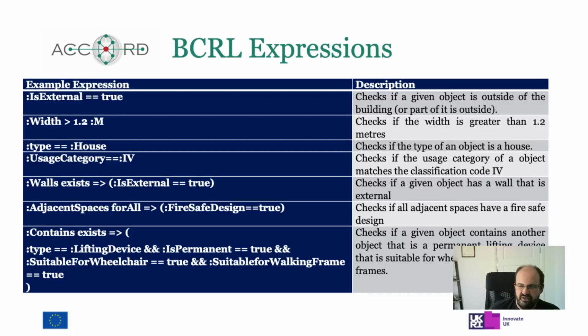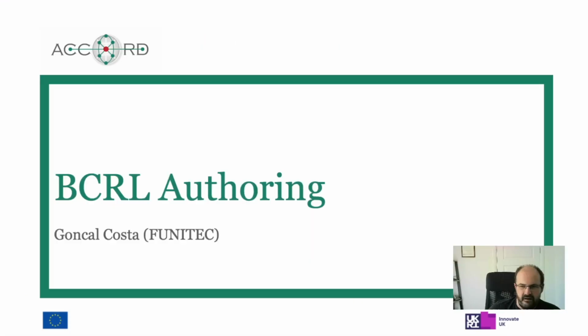So we not only want to be able to check things about a given object, we might be able to check things that the object touches or connects to, etc. And these expressions allow us to do this. And one of the things that we'll be doing is providing a visual code editor to allow people to make use of these expressions. I'm now going to pass over to my colleague Gonçal Costa, who is going to showcase our tools that we've developed for BCRL.